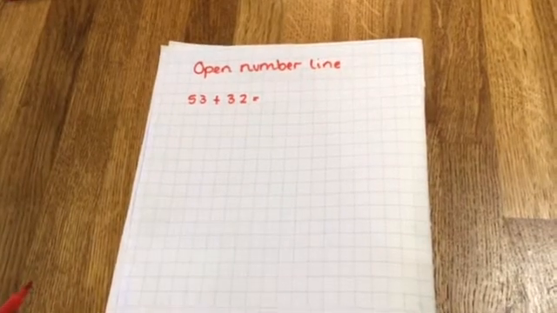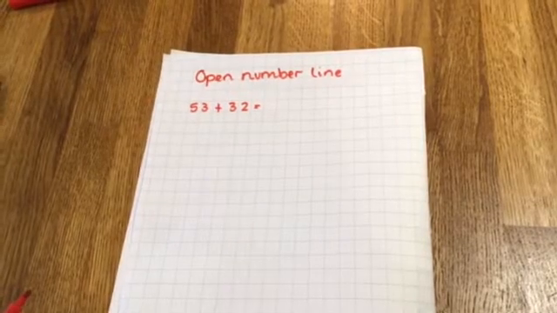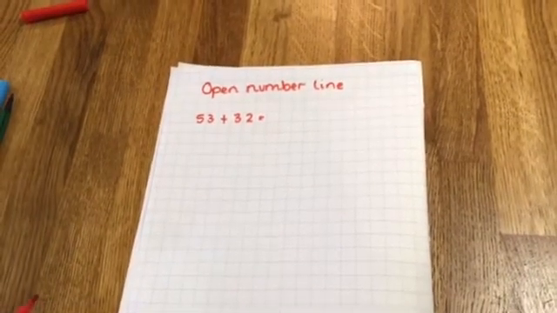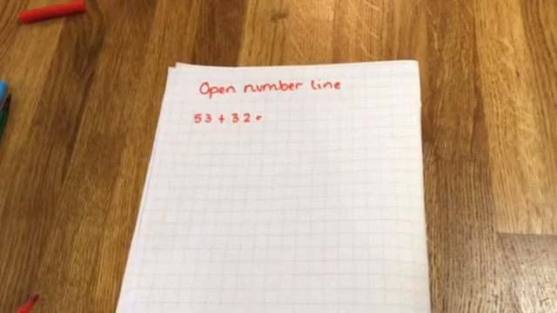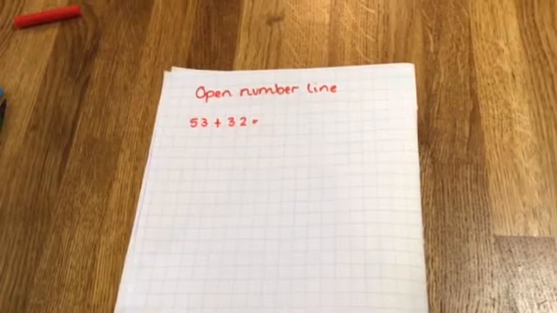Hello children, in today's lesson we're going to be revising some of the methods that we've learned in class for adding two-digit numbers. So we're going to begin with looking at the open number line. Okay, so let's have a little look at what we do.